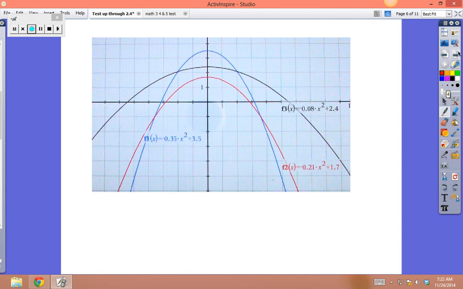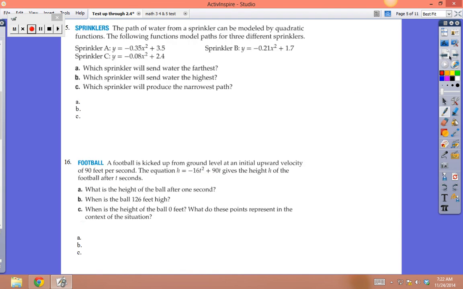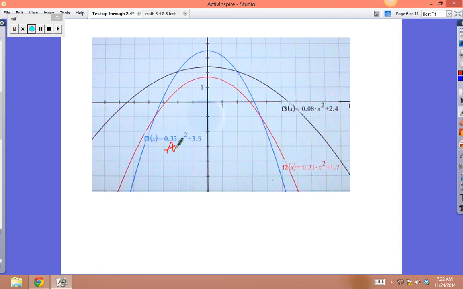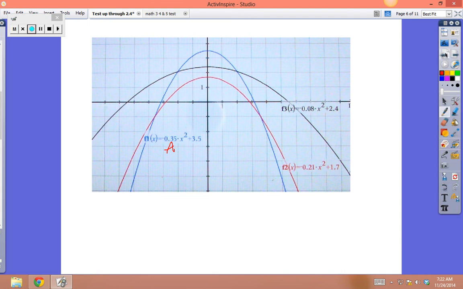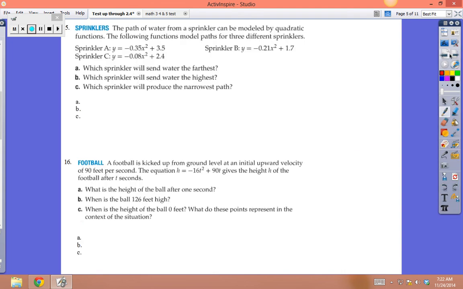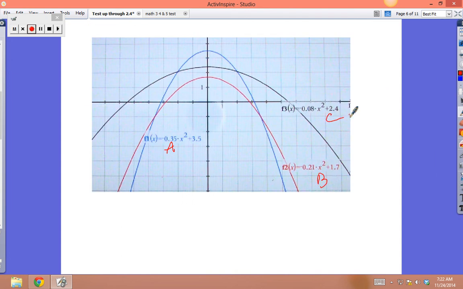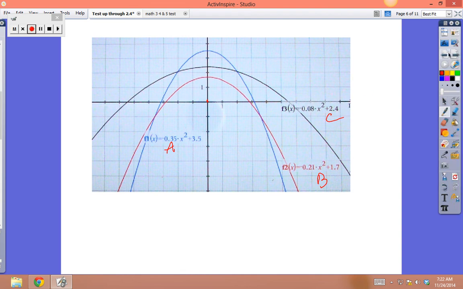Okay, I can't remember which one is which. Negative 0.35, this guy is A. Who is the negative 0.21? That is B. So this one is C. So the sprinkler's right here. Which one is going to go the farthest? It's going to spray. This black one is going to go the farthest. It's going to go back and forth, shoot water. So C is going to go the farthest.